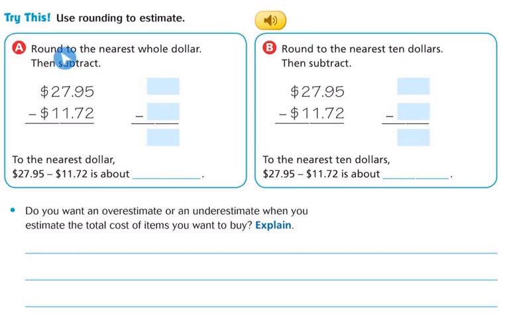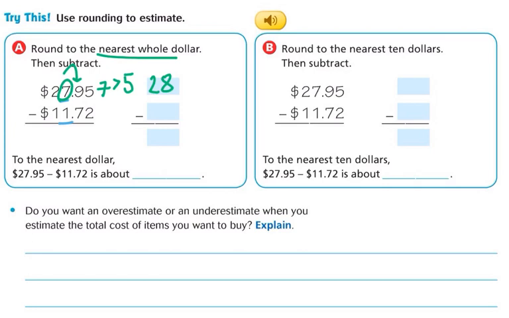It says round to the nearest whole dollar, then subtract. Again, it says the whole dollar, so I am going to underline the ones place in both of those problems because those are the digits I'm going to round. I'm going to circle the 7 and look next door. 7 is greater than 5, so I'm going to round that 7 to an 8. So in this problem, our estimate is going to be $28. Remember, the 8 is changing because when it says to round to the nearest whole dollar, that's the number we're going to round, either up or stay the same.